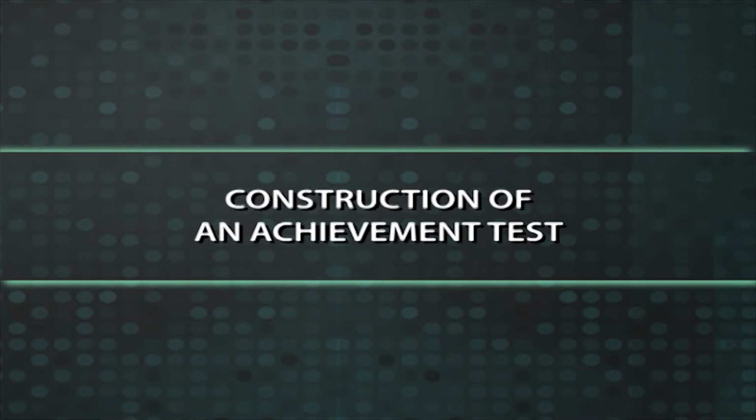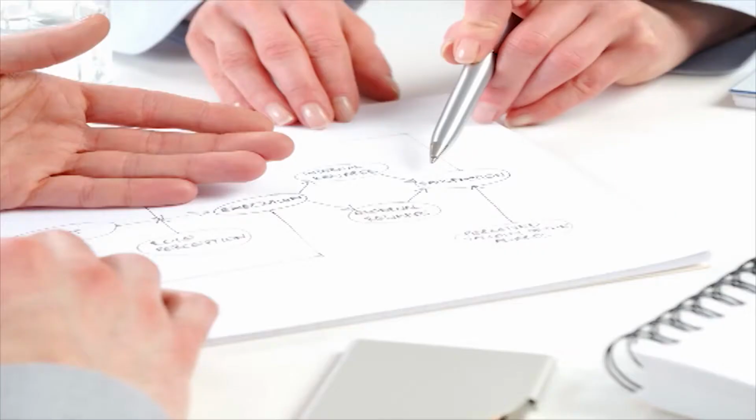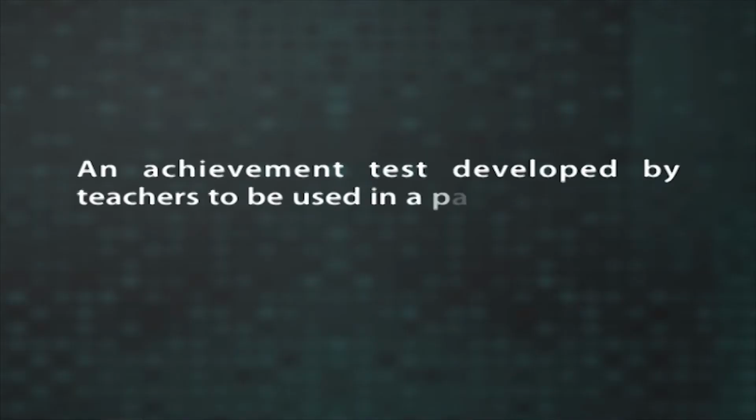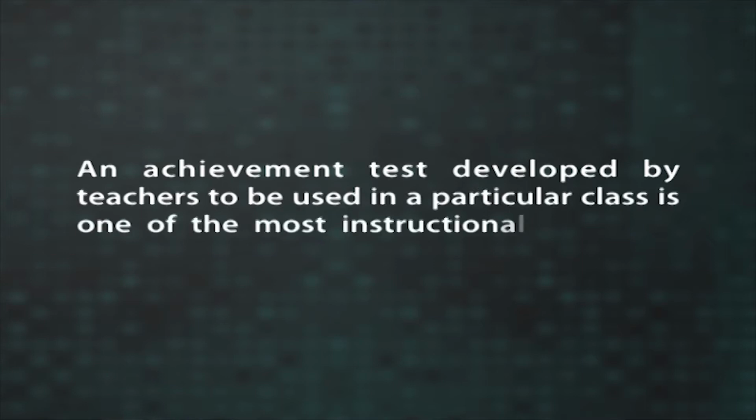Construction of an achievement test. Achievement tests are critical in the process of educational evaluation since many important decisions are taken based on the results of these tests. Therefore, they should be constructed with utmost care and planning. An achievement test developed by teachers to be used in a particular class is one of the most instructionally relevant tests. Teachers can tailor tests focusing more on the information they consider important and to match the learning levels of their students. In this module, we will see how to construct an achievement test.